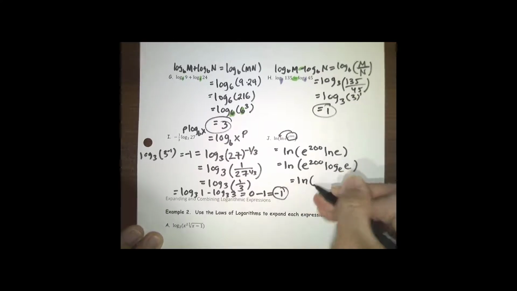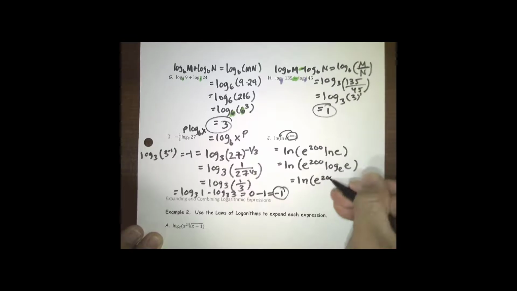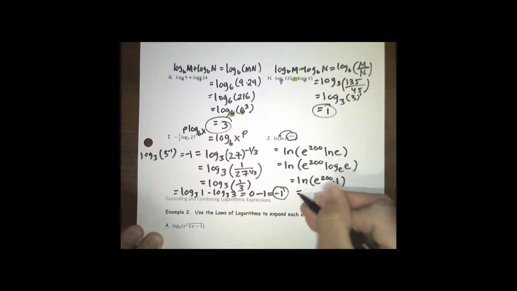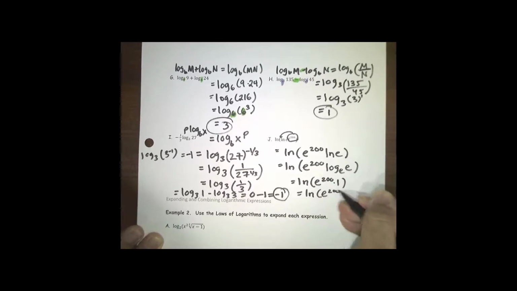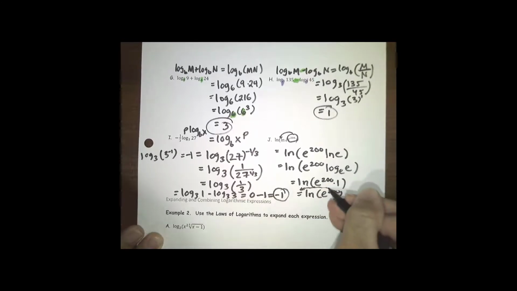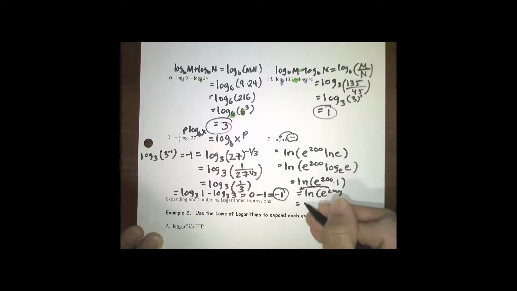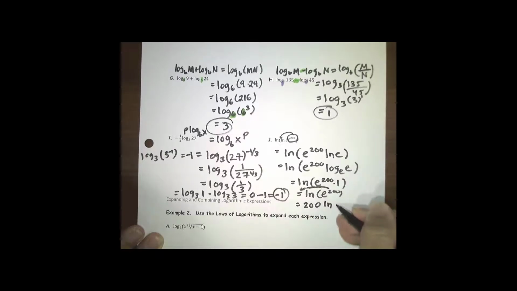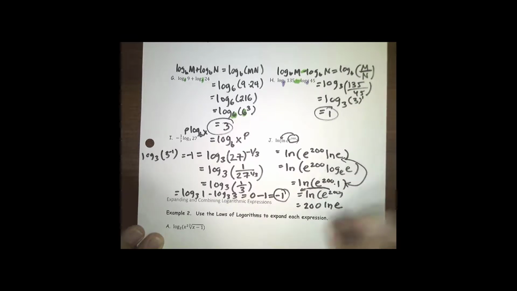So this is natural log of e to the 200 times 1, which is natural log of e to the 200. So I can bring that 200 in front. That's another exponent, so 200 natural log of e. But I just showed that natural log of e was equal to 1. So this is 200 times 1, which is 200. That's just a fancy way of writing 200.